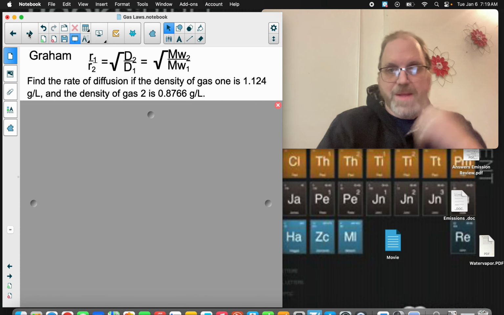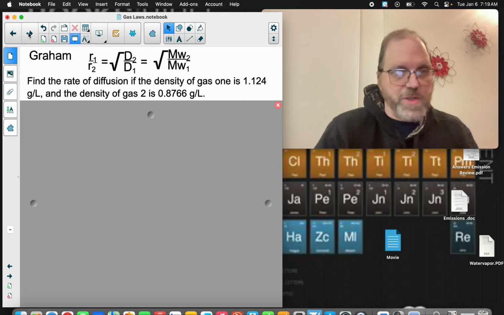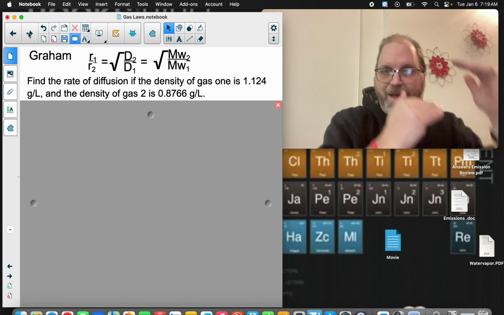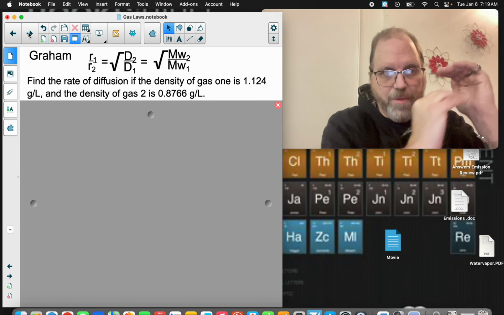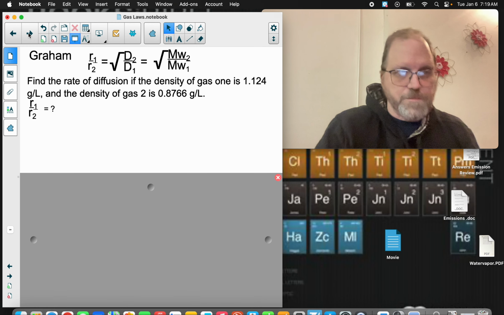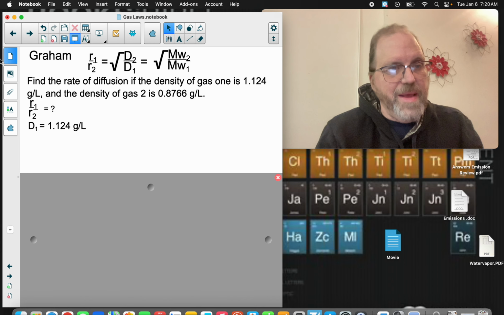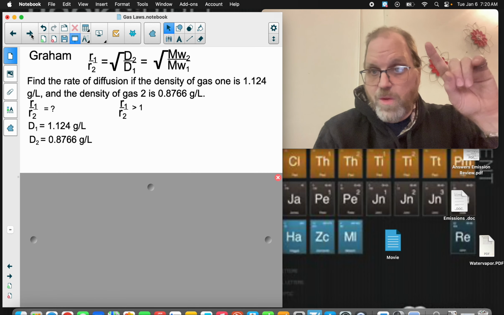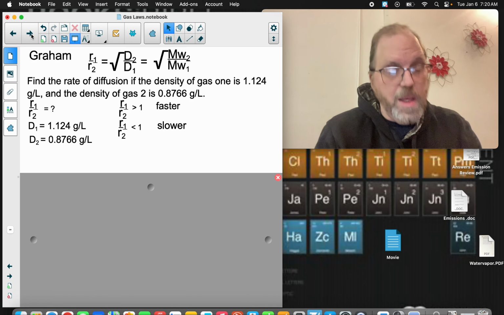All right, let's look at the next gas law, which is Graham's law. Graham's law deals with the rate of diffusion. Now, remember, we're looking here for that comparison: the first rate of diffusion versus the second rate of diffusion, and that's going to give us a number. The density of the first one is 1.124 grams per liter. Density of the second gas is 0.8766 grams per liter. If the rate is greater than 1, it's faster. If the rate is less than 1, it's slower.